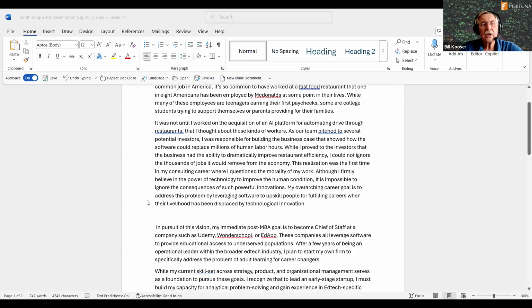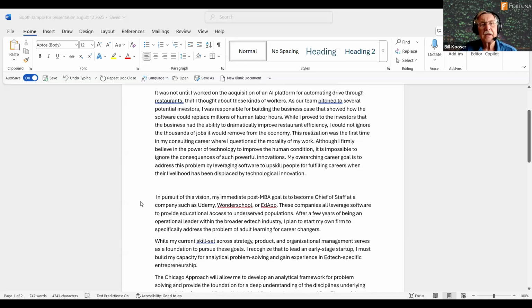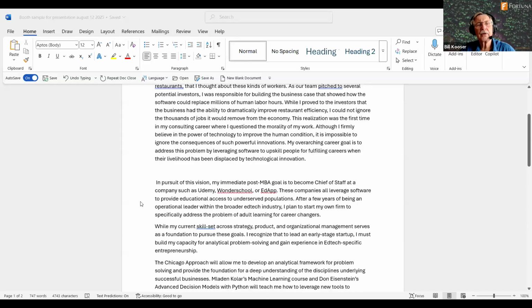So he then goes into talking about where he wants to go with this. Here's a problem: we have the potential of really reducing our need for labor in a variety of ways. What do we do with those people? How do we train them? How do we provide them new sets of skills? That's something this particular candidate wanted to do. His goal is to lead an organization that will help develop programs and opportunities for people who have been displaced by automation and other technologies. So he talks about the overarching career goal of leveraging software to upskill people. That's the overall goal and why it's important.